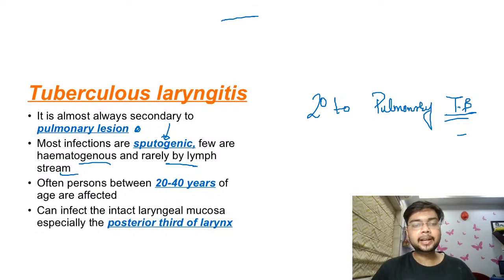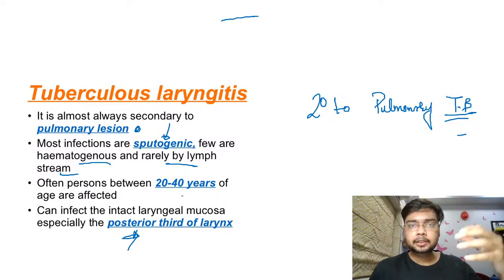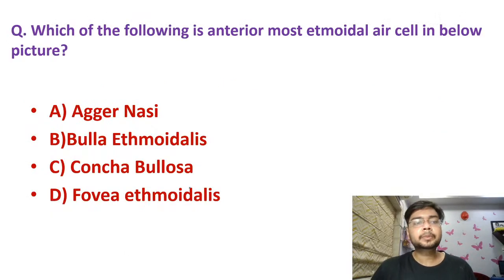It can infect the intact laryngeal mucosa, especially the posterior third of the larynx, and by now you know why the posterior third is most common. Once you swallow the sputum, it will go and reside in the posterior part of the larynx, and that is why it is more commonly affected.